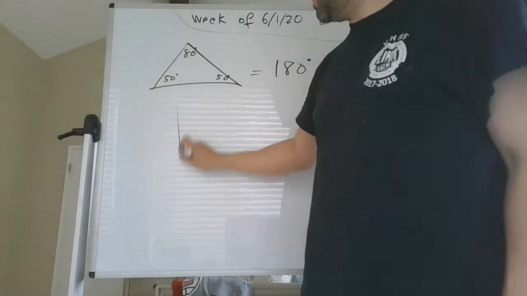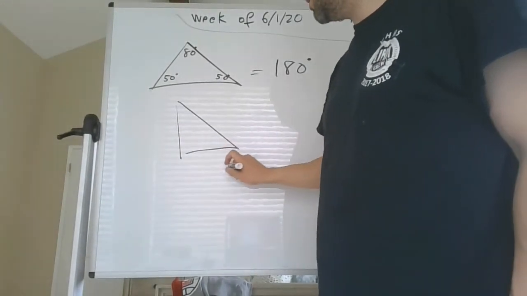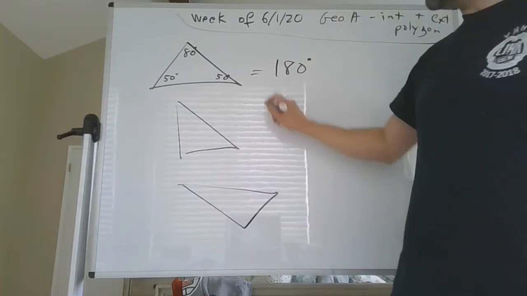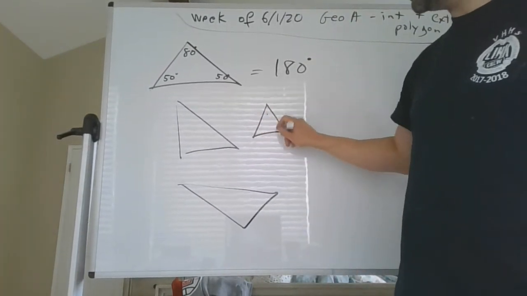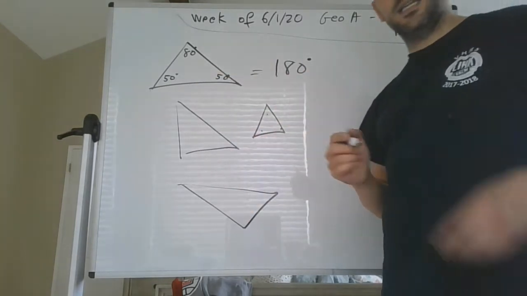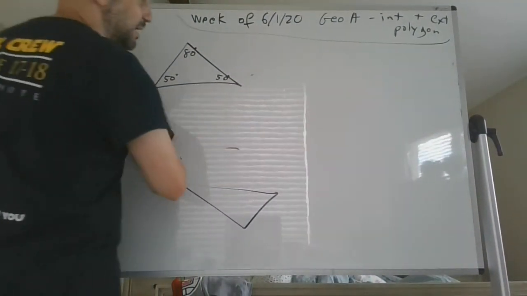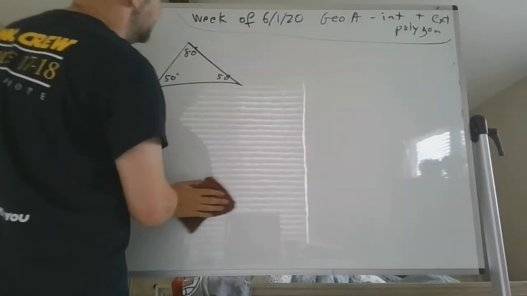It could be a triangle like that. It could be a right triangle like this. It can be an obtuse triangle like this. It could be an equilateral triangle like this where it's 60, 60, 60. Doesn't matter. The interior angles are always going to add up to 180. Okay. Now I'm going to show you guys a little something for that too. So interior angles always add up to 180.